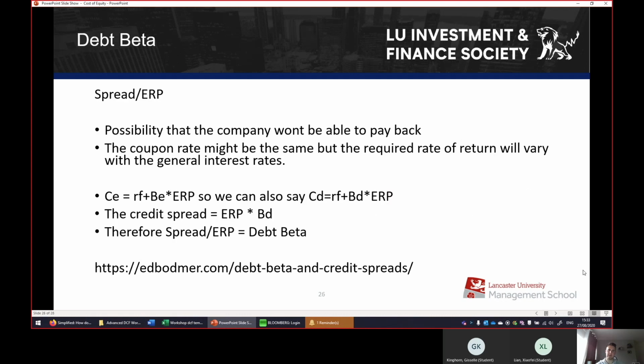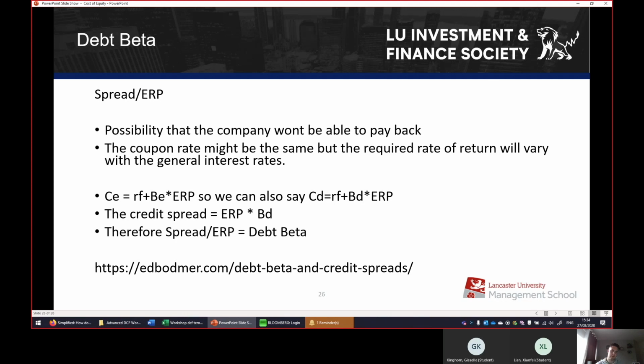And to calculate the debt beta, there is actually an equation for that, just like there is for the cost of equity. So if I assume that the cost of equity is the risk-free rate plus the equity beta times the equity risk premium, the cost of debt is the same thing except with the debt beta. If I reverse this equation, I can get an equation where it's the credit spread over the equity risk premium. That's how I can calculate the debt beta.